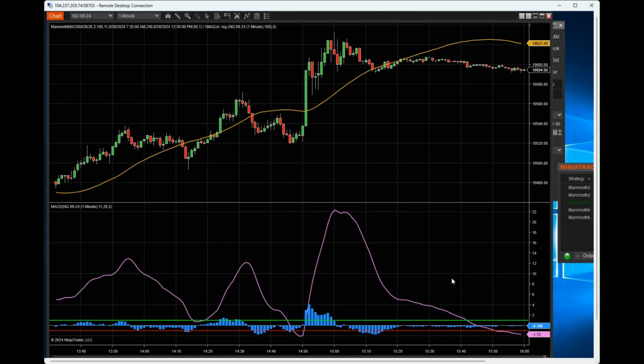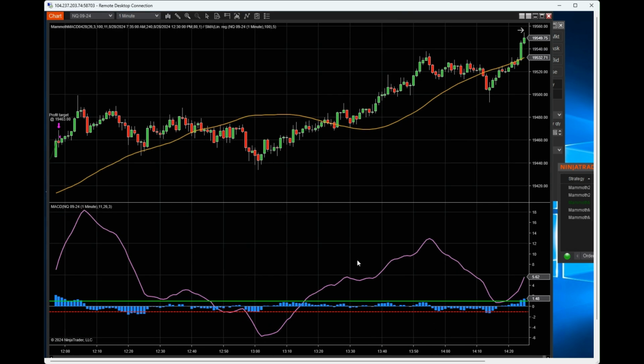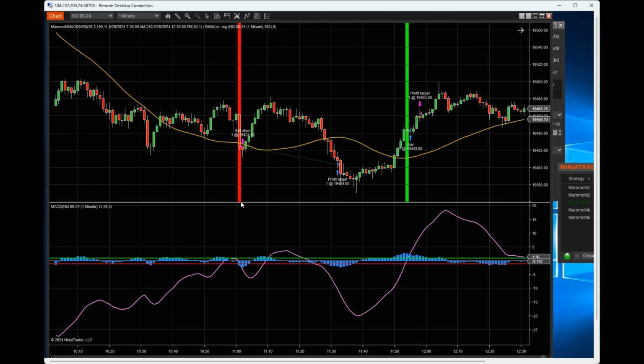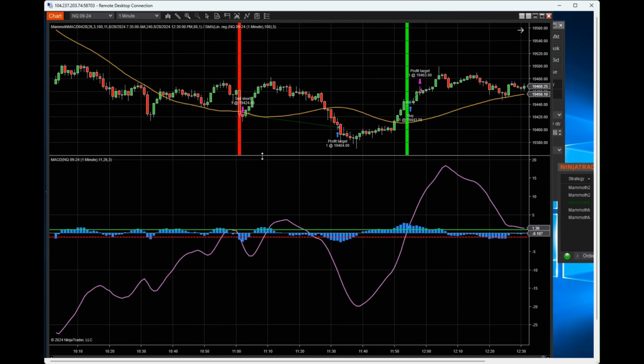Again, let's go back to this chart, and I want to just show you how the strategy works. It's very simple actually, but it's all automated, so you don't have to do any manual trades. You just let it find its trades, and then execute it, and then hit target or hit stop loss.